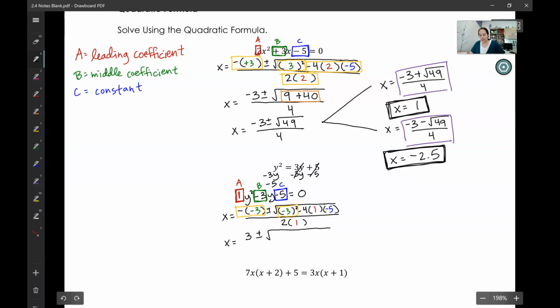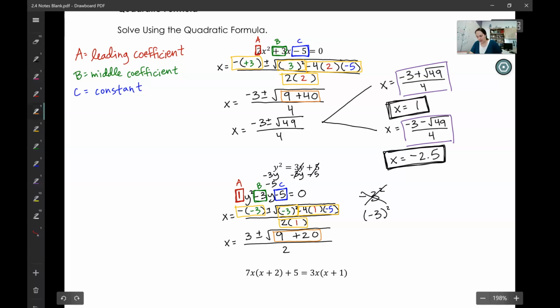Now, word of warning on this: if you type this into your calculator like that, your calculator will give you the wrong answer. If you're squaring a negative in your calculator, you must put parentheses or your calculator will do it wrong. So if you type that in, you should get a positive 9. Next, I do negative 4 times 1 times negative 5, which should give me a positive 20. And then finally, the last part, 2 times 1, which is a positive 2.